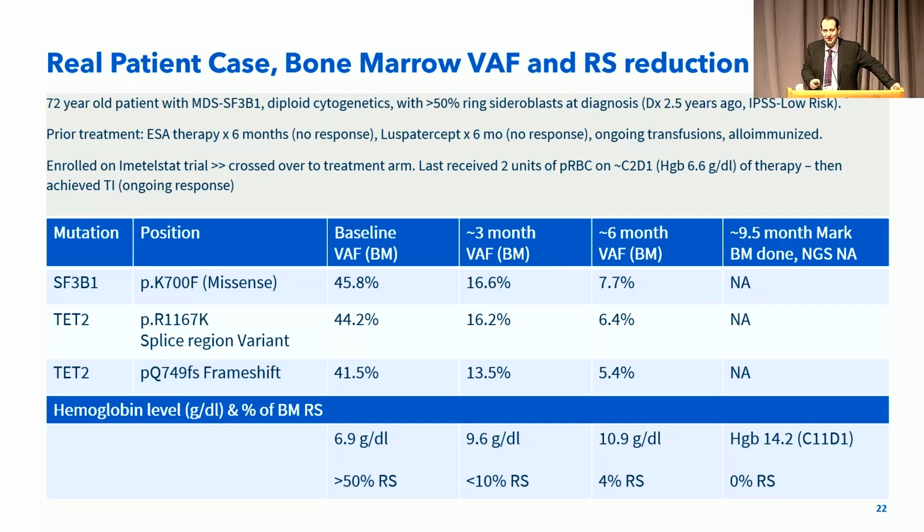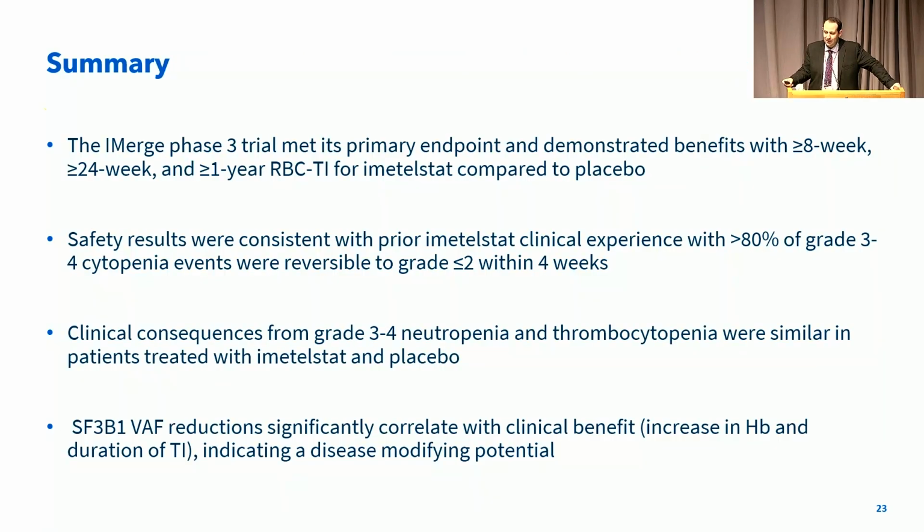So between the time we started the trial with a hemoglobin of 7 to 14 in a 9-month period, to me that indicates disease-modifying potential. In summary, the iMerge phase 3 trial met its primary endpoint, demonstrating benefits with 8-week, 24-week, and 1-year transfusion independence. The safety profile is well characterized, and cytopenias need to be monitored closely for the first 3 cycles, but the important part is they were reversible in less than 4 weeks to grade 2 or less. The clinical consequences, with close monitoring of those patients, were not increased for imetelstat compared to placebo.